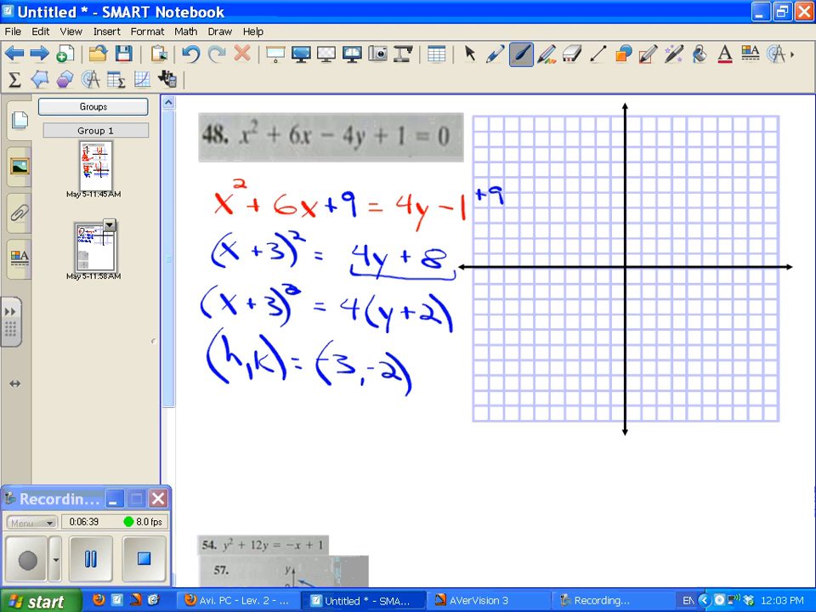Okay. Negative 3, negative 2. All right. Now, is this one going to open up or down? Up, because my 4a is positive over here. Now, what is a? A is 1, because this 4 is supposed to be my 4a. If I divide both sides by 4, a is going to come out to be 1. So my focus has to be one space up. I'm going to get a parabola that looks something like that.